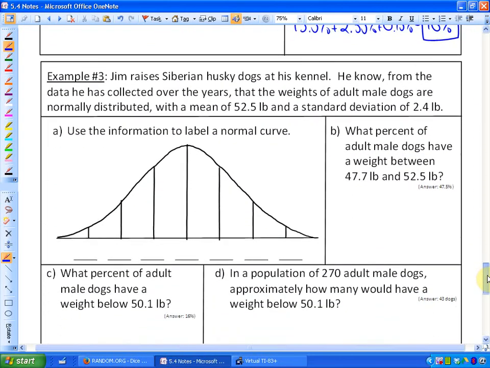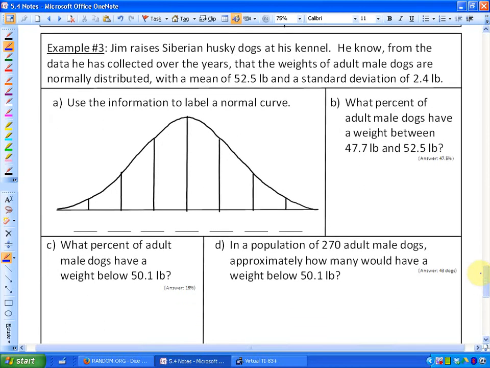We're going to do two more examples, and we can apply some of our thinking to populations and make predictions, which makes this more interesting. So this next question says, Jim raises Siberian Husky dogs at his kennel. He knows from data he's collected over the years that the weights of adult male dogs are normally distributed with a mean of 52.5 pounds. So the average dog right in the middle here is 52.5 pounds, and the standard deviation is 2.4. So every standard deviation we go up or down will increase or decrease by 2.4.